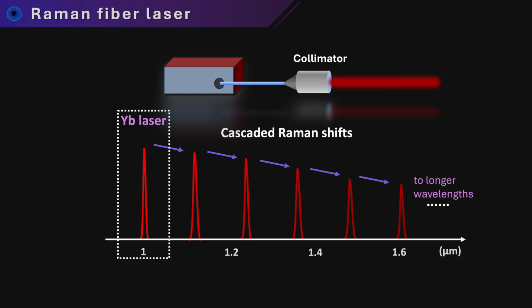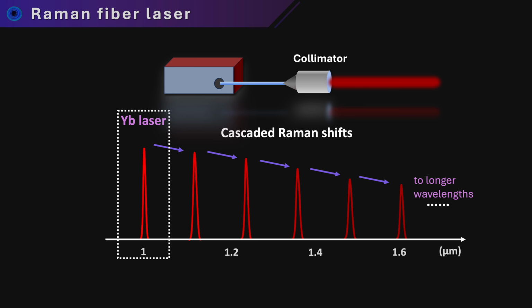This process, called cascaded Raman shifting, allows us to generate a wide range of wavelengths, all starting from a single high power fiber laser source. And that's the beauty of Raman fiber laser. They give us tunable access to wavelengths that conventional fiber lasers simply cannot provide. That's not the end of the story.